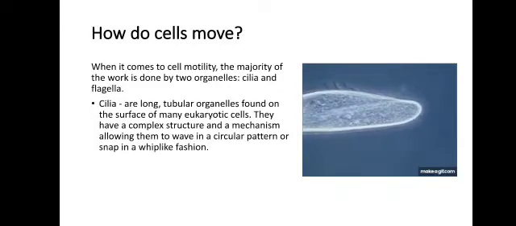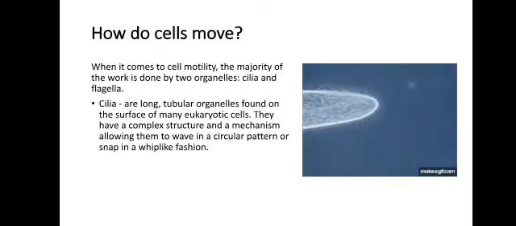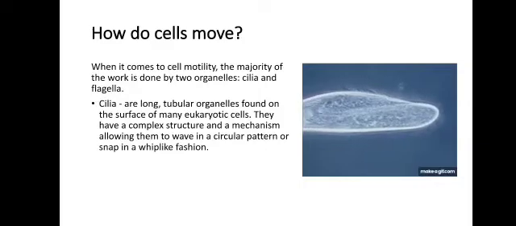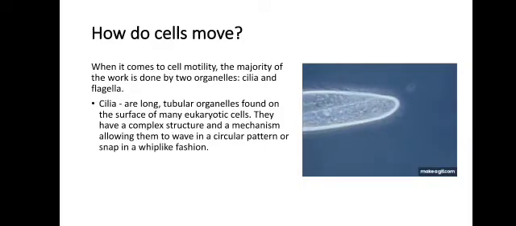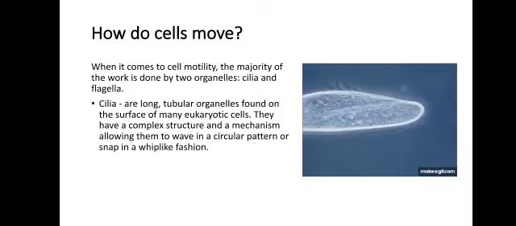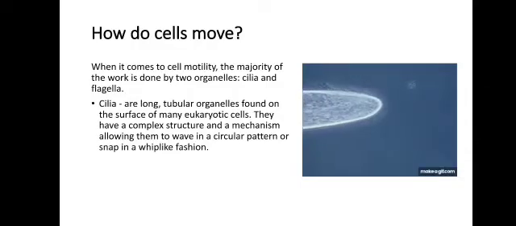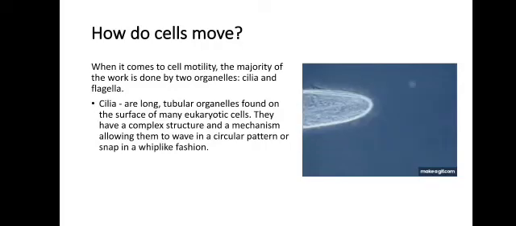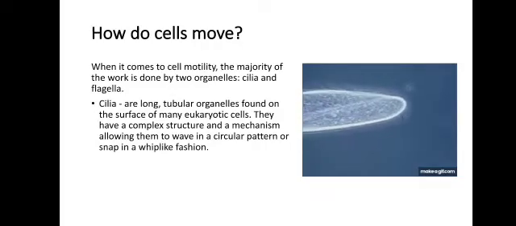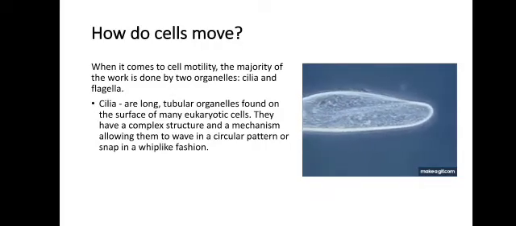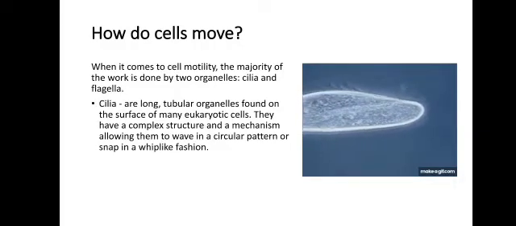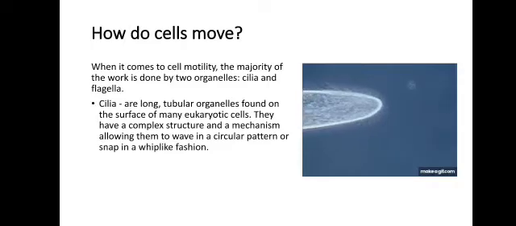How do cells move? When it comes to cell motility, the majority of the work is done by two organelles, cilia and flagella. Cilia are long, tubular organelles found on the surface of many eukaryotic cells. They have a complex structure and a mechanism allowing them to wave in a circular pattern or snap in a whip-like fashion. So these cilia are small, hair-like structures that project out of the cell.